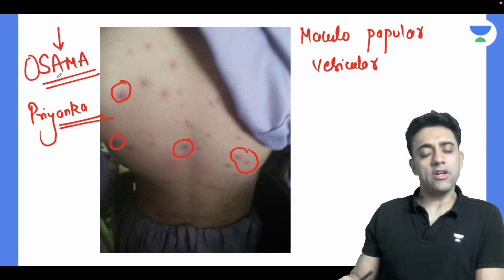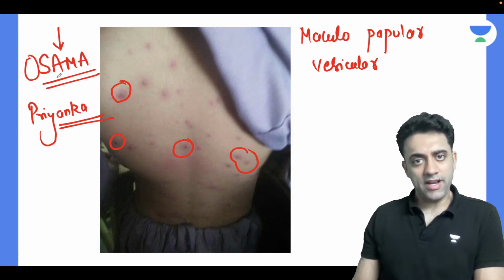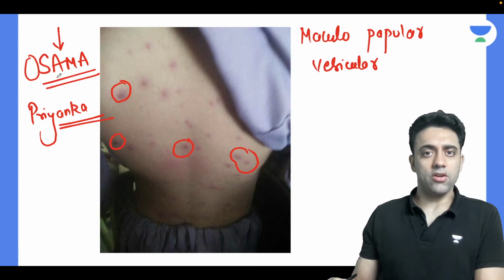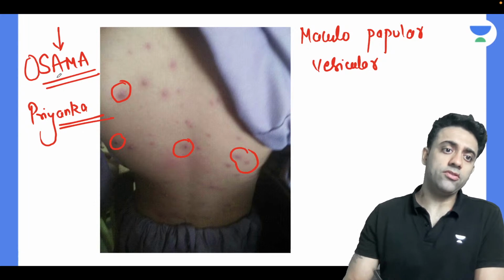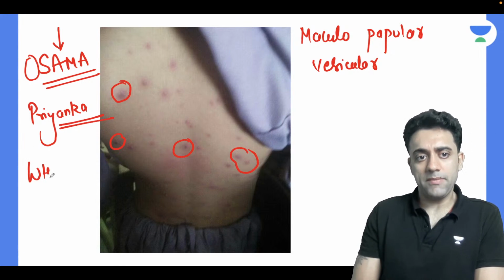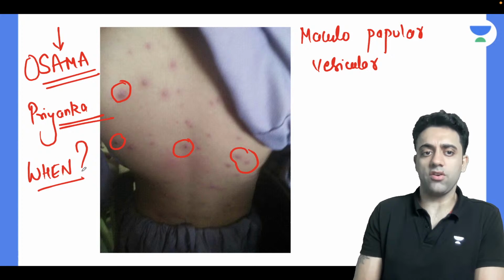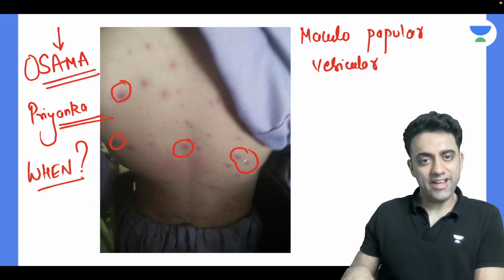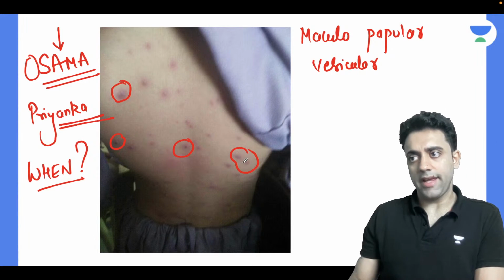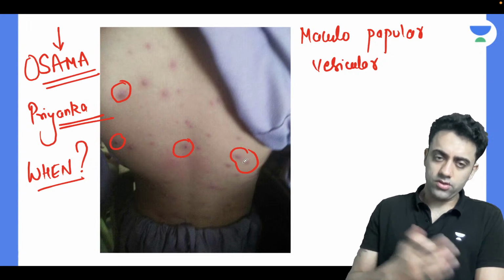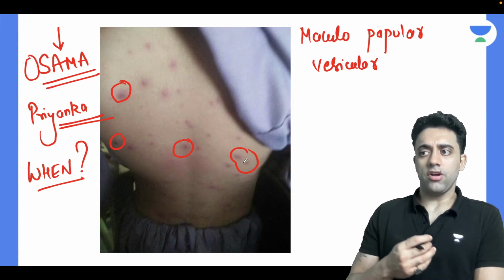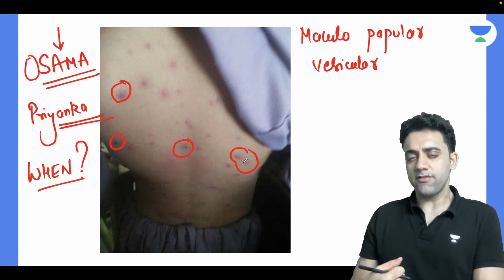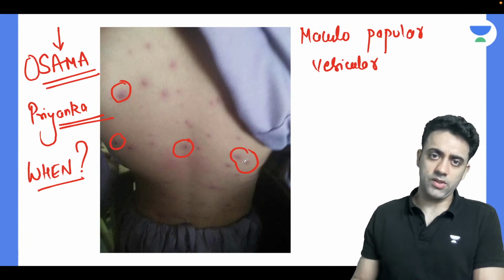But Osama is having chickenpox. My wife is pregnant. Me and my wife are planning to visit Osama, but Osama is having chickenpox. So the question is, when should me and my wife visit Osama? Osama, what do you think? Like, before the onset of rash, or after this fluid-filled discharge is over? What is the best answer?